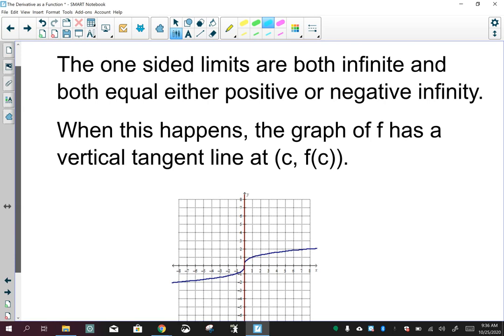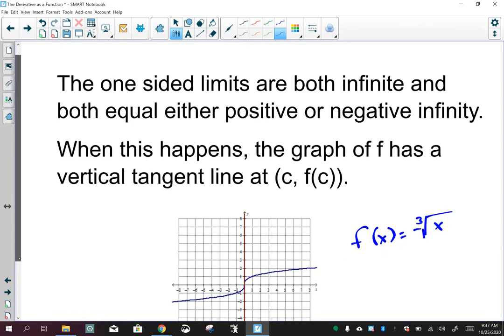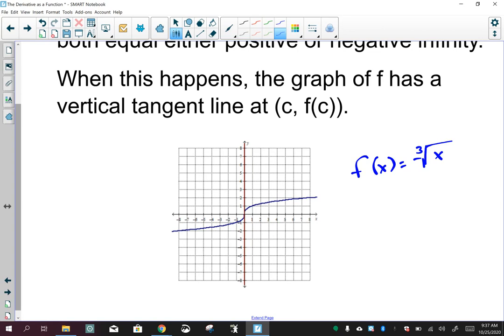The next one is the one-sided limits are both infinite and both equal either positive or negative infinity. When this happens, the graph has a vertical tangent. So this is the cubic graph. So this one would be f of x equals the cube root of x. So this is what this one looks like here. When I'm looking at this, I've got this cube root happening. And so basically something happens right here in this spot. You notice it's almost vertical, straight up and down. So that means right here, I do not actually have a derivative at this specific point. Now, I have derivatives out here, and out here, but right here, the function as a whole does not have an actual derivative, because I have issues happening right here. We're vertical.